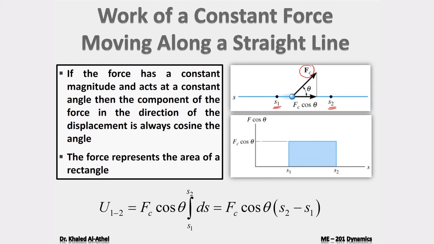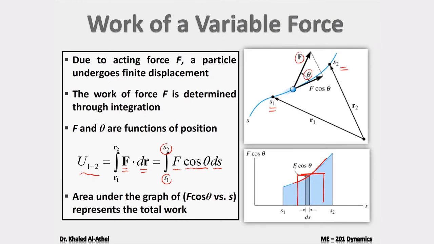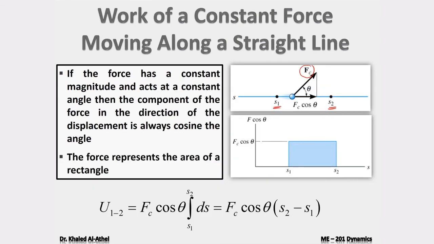Then, going to the integral that we talked about in the previous case, this F will be taken out of the integral, and this cosine theta will also be taken out of the integral. So the work done between position 1 and position 2 will equal F cosine theta integral from S1 to S2 of ds. Basically, this gives me F cosine theta (S2 minus S1). So any constant force can be computed directly like this to give me the work done between the two locations.